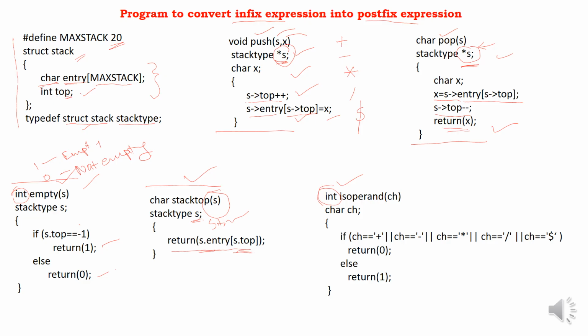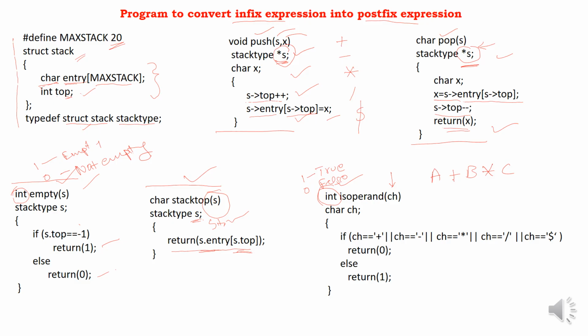So this integer may be 1, maybe 0. 1 for true, 0 for false. It means you are passing a character to this is operand function. You are going to check whether this character is an operand or an operator. What is the infix expression? For example, a plus b into c is my infix expression.